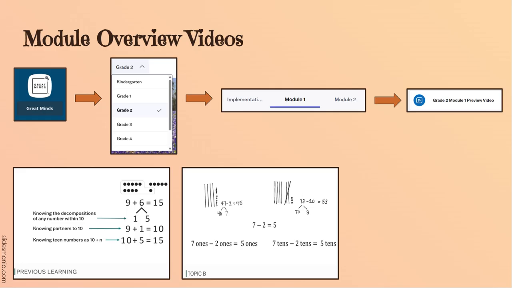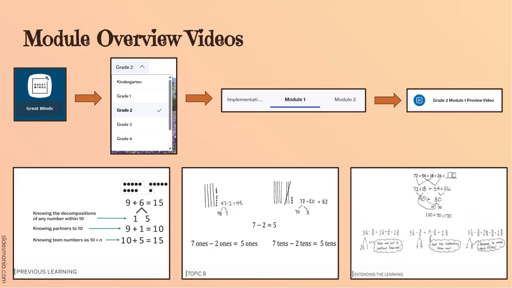The bulk of the video is spent going over each of the topics in the module, giving you just a bird's eye view of those topics. It tells you what the learning is going to be. It shows you valuable models, tools, and strategies that are highlighted in each topic, and just gives you an overall progression of how the module goes. And finally, there's a segment at the end called Extending the Learning. And this is where you again get a vertical glimpse into where are my second grade students taking this learning, either later in second grade or in a future grade level. So you get that whole vertical alignment piece.